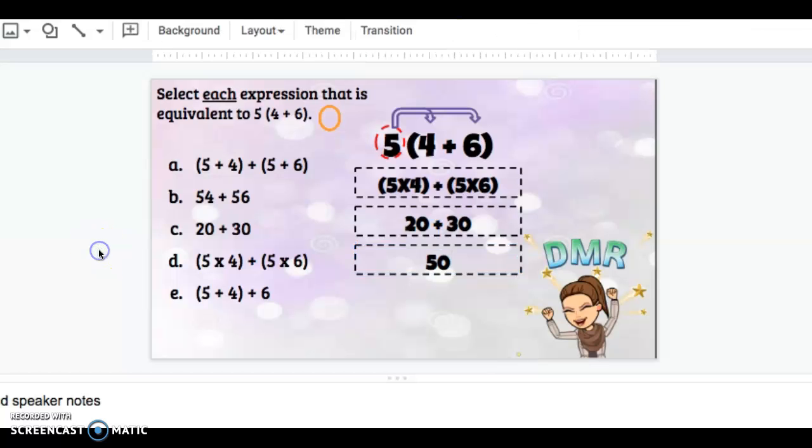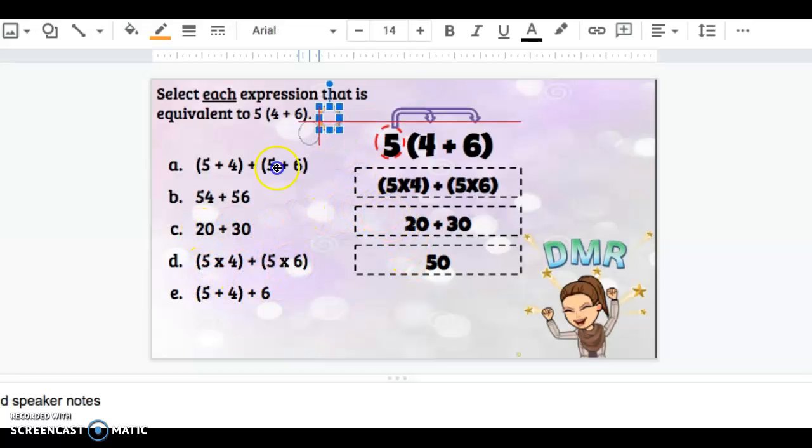Okay, so now we're sitting over here looking for the ones that all look like what we have. So I see 5 plus 4 plus 5 plus 6. I don't see that. 54 plus 56. Don't see that. 20 plus 30. Whoops, I see that. So I'm going to circle that. 5 times 4 plus 5 times 6. Oh, I see that. So I'm going to circle it.